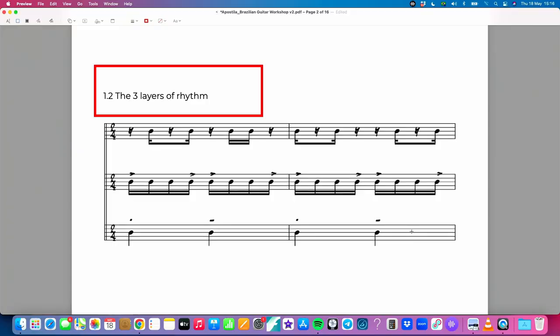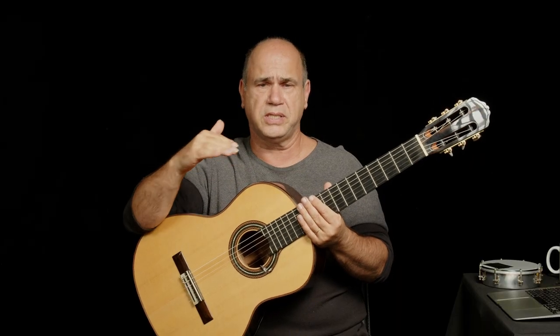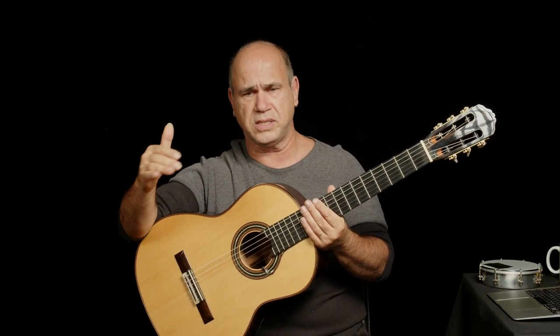The second layer is always 16th notes. Tiki, tiki, tiki, tiki. As you saw, my friend Rodolfo playing the shaker. So this is played by shakers, by snare drums, by heku heku. There are many instruments that can play the second layer. Tiki, tiki, tiki, tiki.